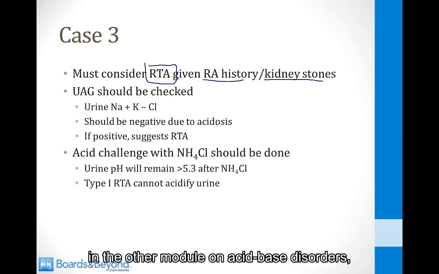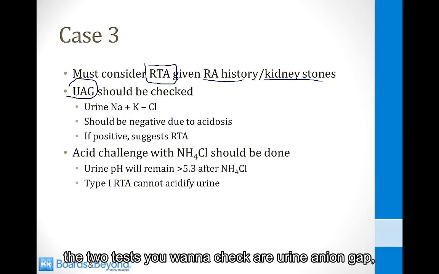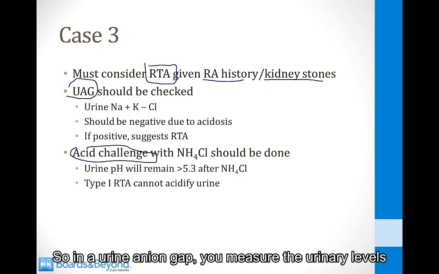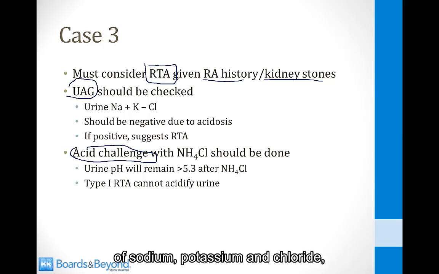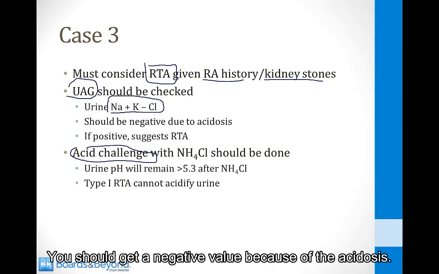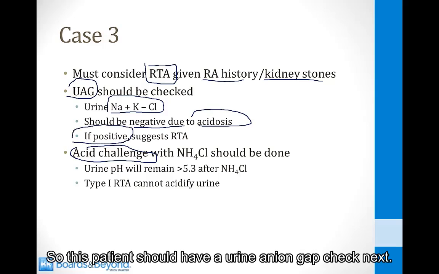And we talked about this in the other module on acid-base disorders, but anytime you're faced with a non-anion gap metabolic acidosis, the two tests you want to check are a urine anion gap and potentially an acid challenge. So in a urine anion gap, you measure the urinary levels of sodium, potassium, and chloride, and you calculate the urine anion gap by adding sodium and potassium and subtracting chloride. You should get a negative value because of the acidosis. However, in patients with an RTA, it will be positive. So this patient should have a urine anion gap check next.